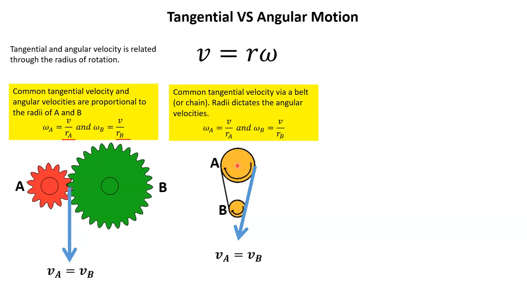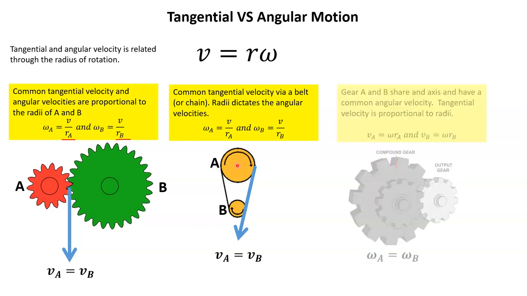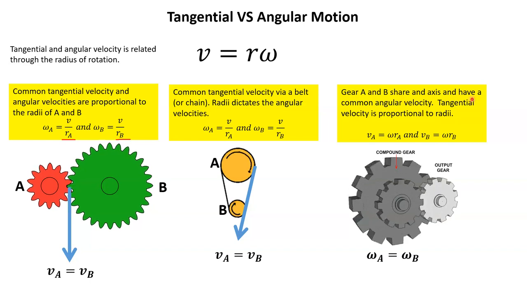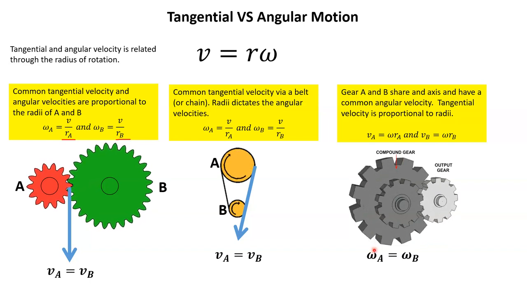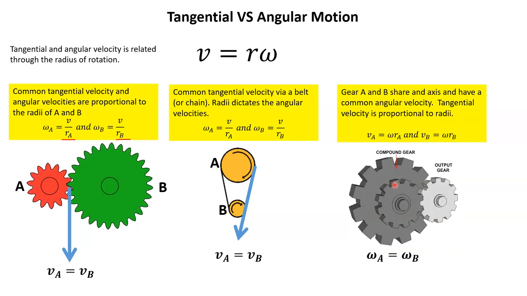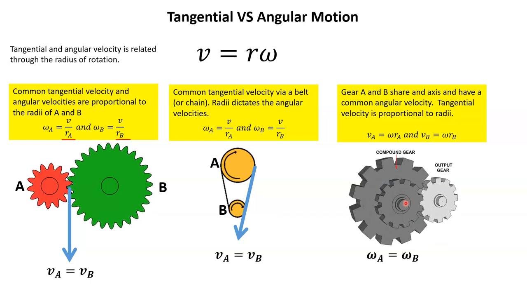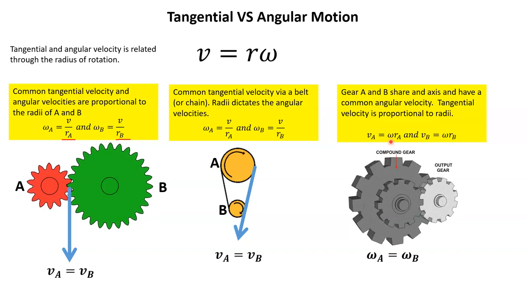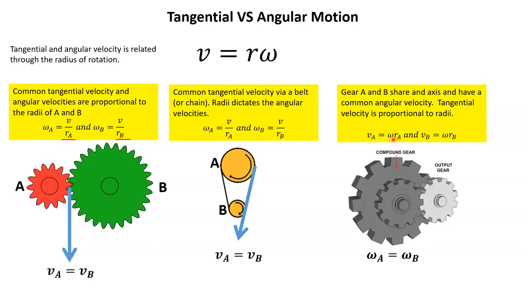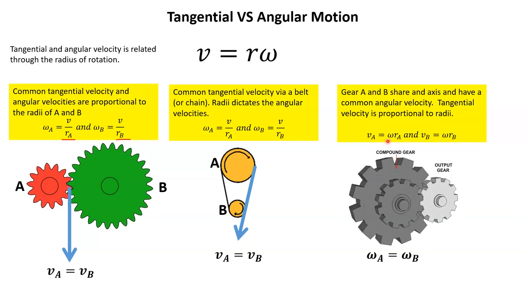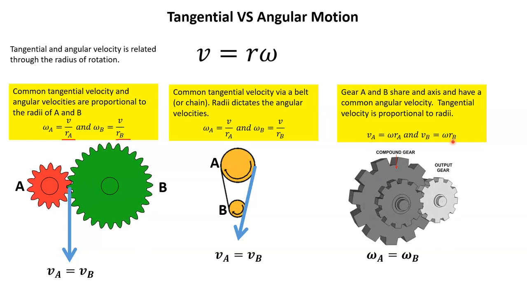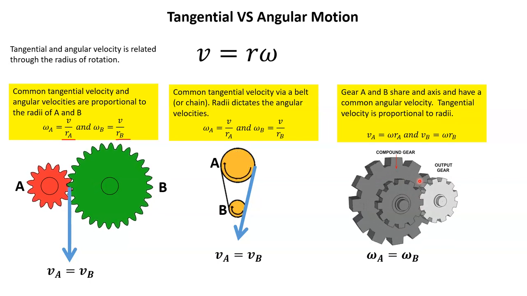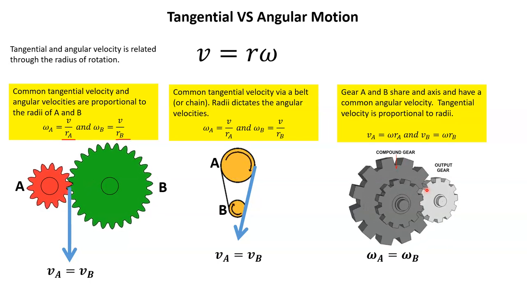Now, you also have another way that gears can be engaged, and this is where you have a shared axis. The shared axis gives a common angular velocity. If you look at just these two on the compound gear side, they have a common axis, so they have a common angular velocity. So here omega is common, and the tangential velocity is directly proportional to each radius. The tangential velocities are different here, but directly proportional to the radii.